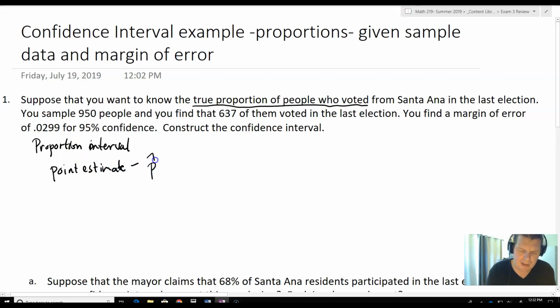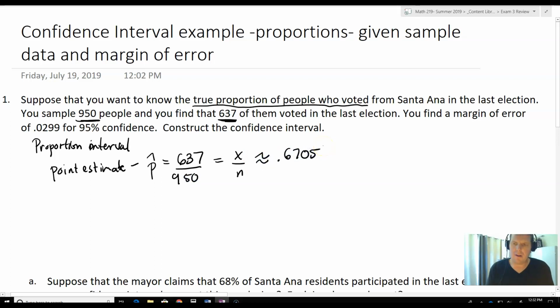So p hat is going to equal 637, right? The number of successes over n. Okay, that's x over n. So 637 out of 950, and that's approximately 0.6705. All right. Now, all I really need to do is I'm going to take that. That's going to be the middle of my interval. And so what you need to basically have memorized is that your confidence interval is essentially going to be that p hat plus and minus the margin of error.